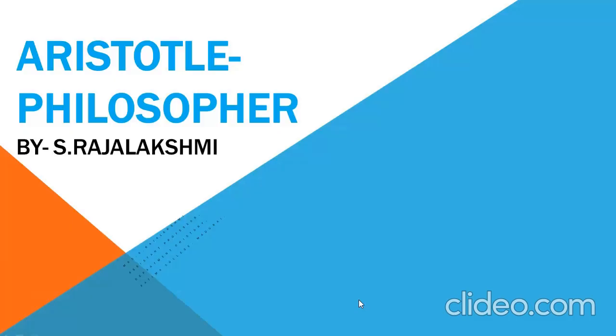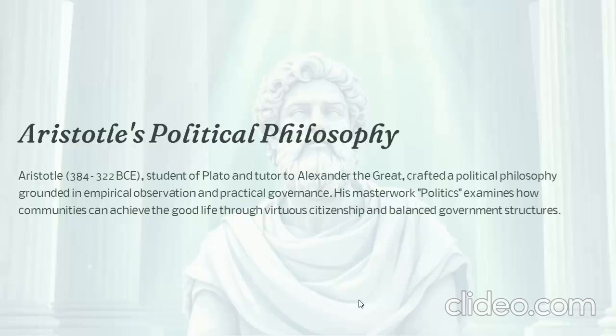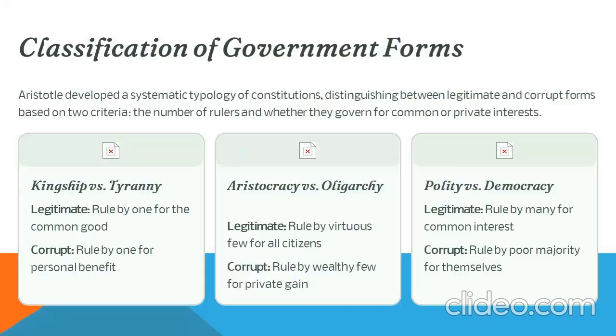He was an ancient Greek philosopher who is widely considered one of the greatest intellectual figures in Western history. A student of Plato at the Academy in Athens, and tutor to Alexander the Great, he crafted a political philosophy grounded in empirical observation and practical governance. His masterwork, Politics, examines how communities can achieve the good life through virtuous citizenship and balanced government structure.